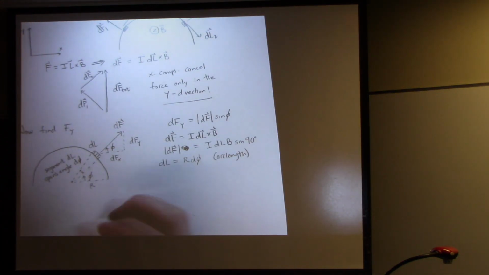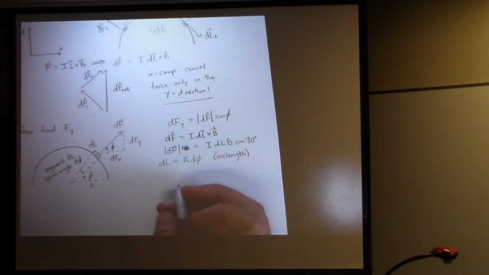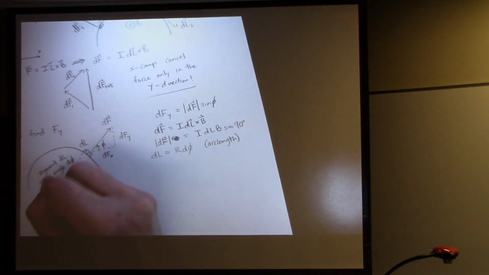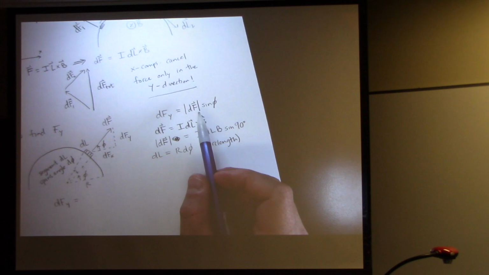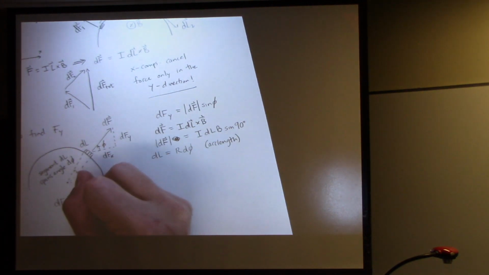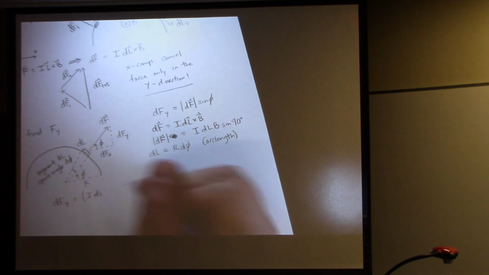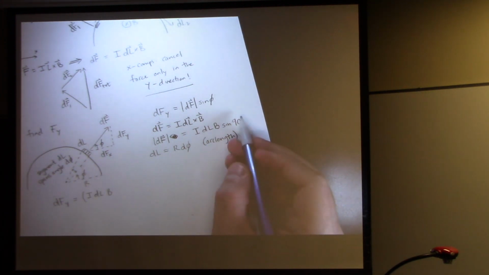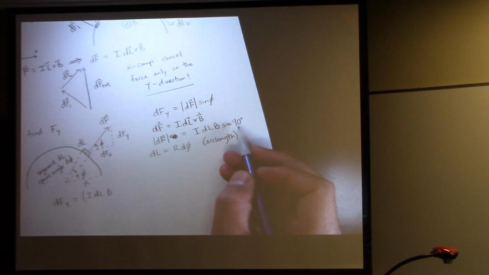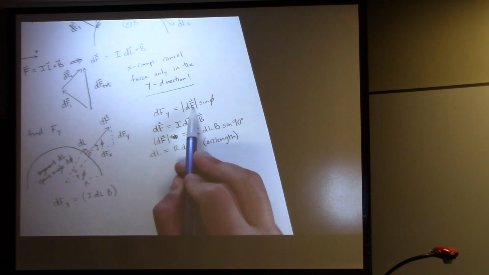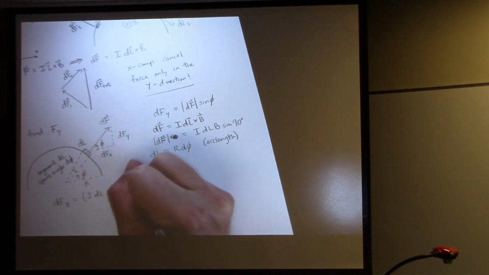Okay, so this is kind of a lot. Let's put it all together. So what do we have? The magnitude, or let's write dFy, is equal to the magnitude of dF. So let's plug in for that: I times dl times B, and then sine theta is sine 90, which is 1. So that's my dF magnitude. But then I have sine of phi from over here.